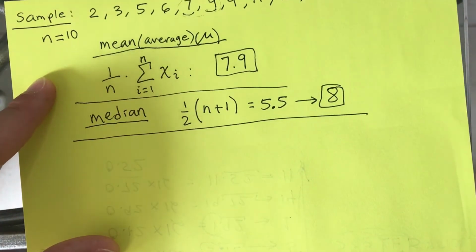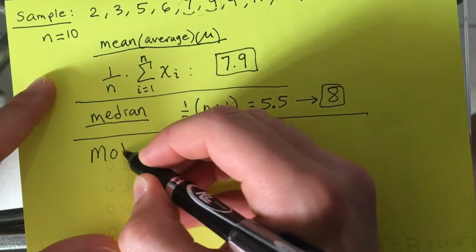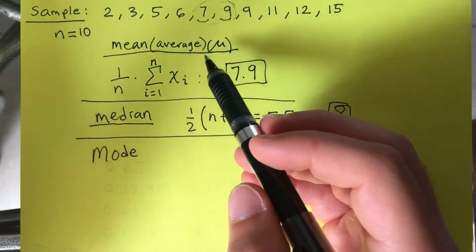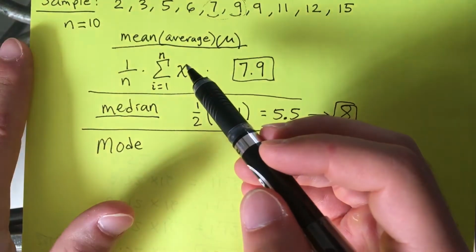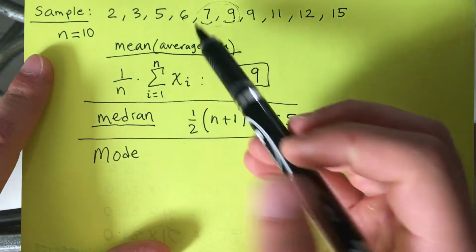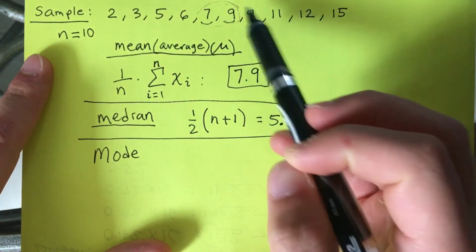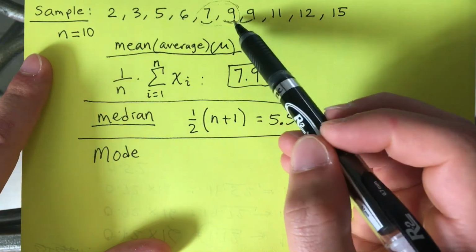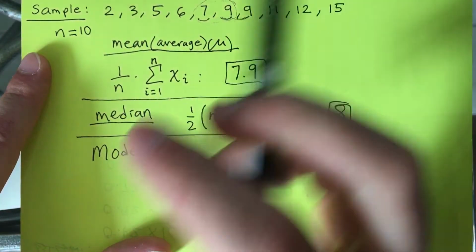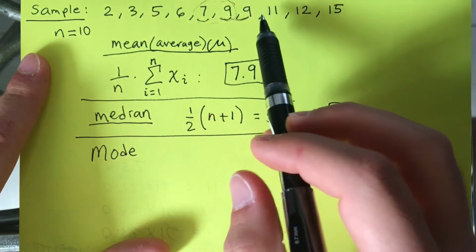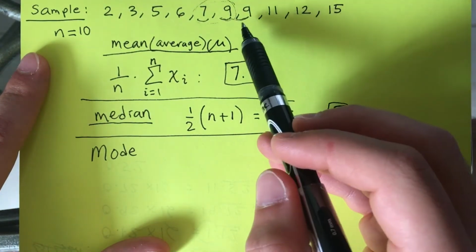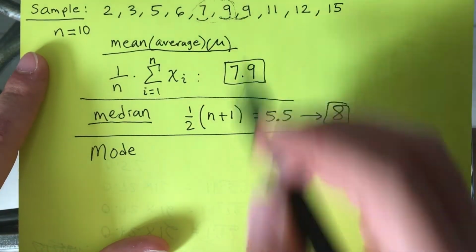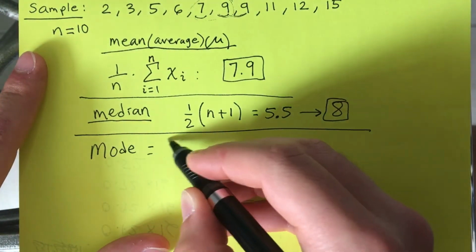Okay, and then next, the mode. What the mode means is that it's the most repeated data point. Sometimes you might have one, sometimes you might not. In this case, we do have a mode. The most repeated data point is 9, and it's being repeated twice. If you only had one 9, that means each number is only given once, and we wouldn't have a mode. But in this case we do, so the mode would be 9.